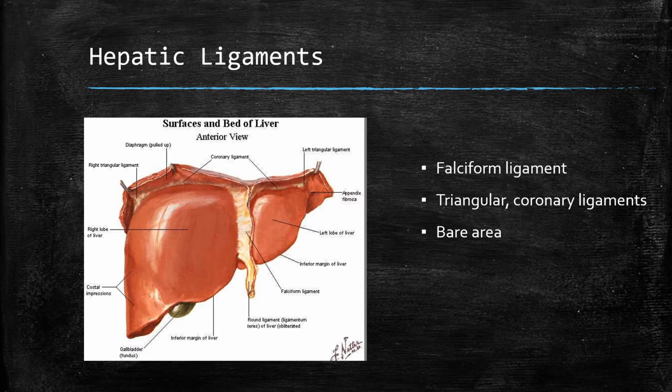The liver is covered everywhere except the bare area by visceral peritoneum, which we call Glisson's capsule. This is exquisitely innervated, and distension of the liver from pathologies like hepatitis causes exquisite pain.